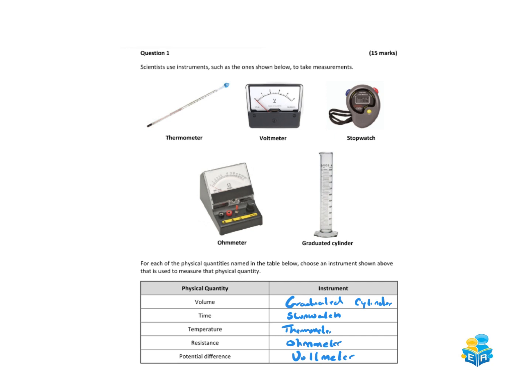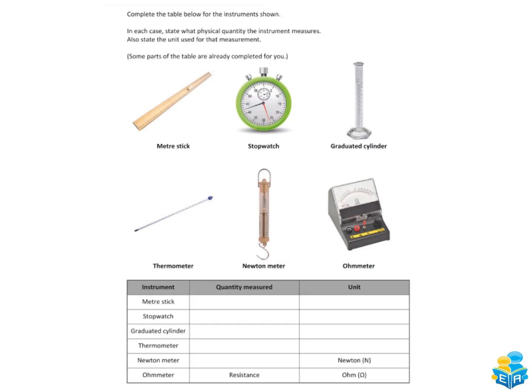And the final question, complete the table below for the instrument shown. In each, state what physical quantity the instrument measures, and also state the unit used for that measurement. Some parts of the table are already completed for you. So you don't have to use the SI unit, we can actually use any units in this case. Metre stick, we're going to measure length, and we can use meters for that. Stopwatch, we're going to measure time, we can use seconds.